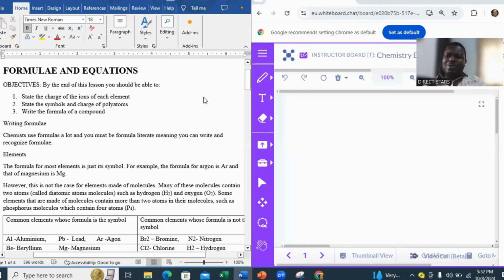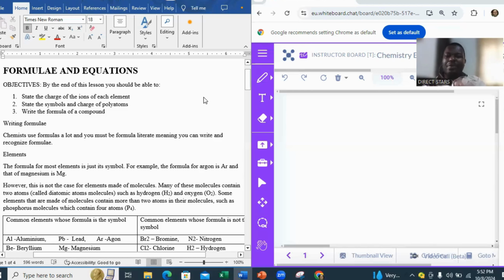You should also be able to state the symbols and the charge of some polyatoms, otherwise known as radicals. And then finally, if time permits us, we'll look at writing of the formula of a compound. Now, why learn how to write a formula? The chemists, we use formula a lot. It makes us recognize a compound easily, and it speaks volume about some of the constituents of a particular compound.